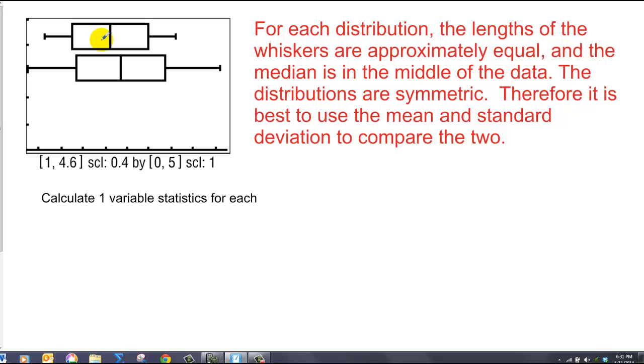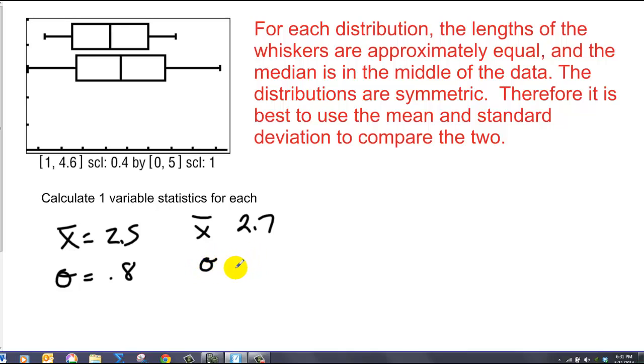So in this case, if I find the standard deviation and the mean of the first, x bar is equal to 2.5, and the standard deviation is equal to 0.8. And again, you use your one variable statistics to do that. For the second set of information, we get an average of 2.7 and a standard deviation of 1.